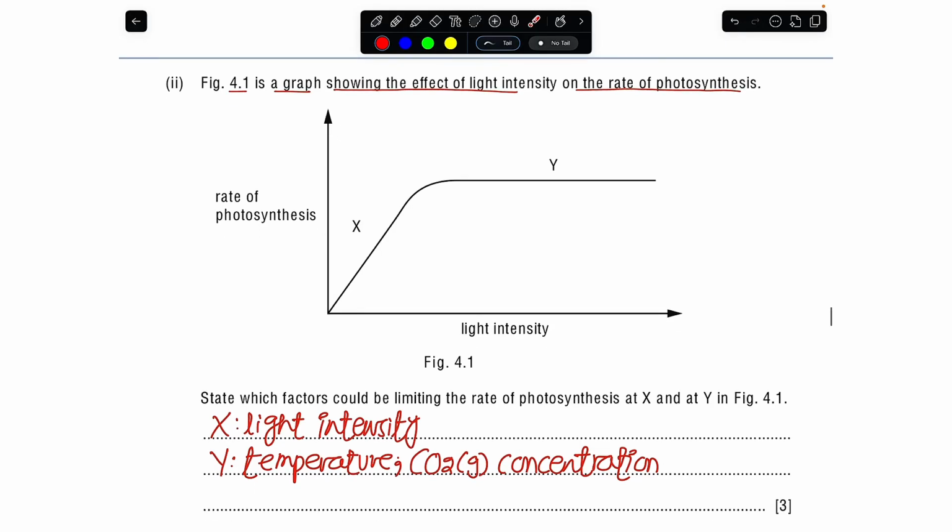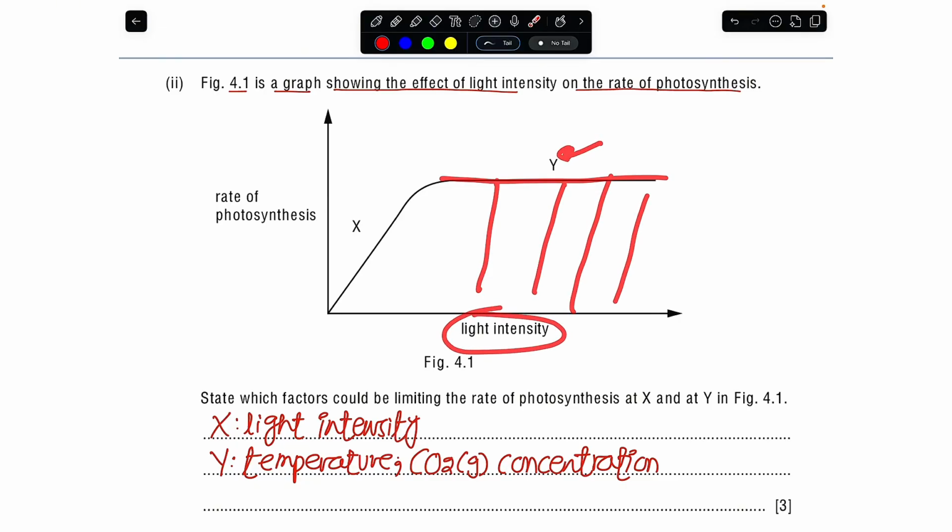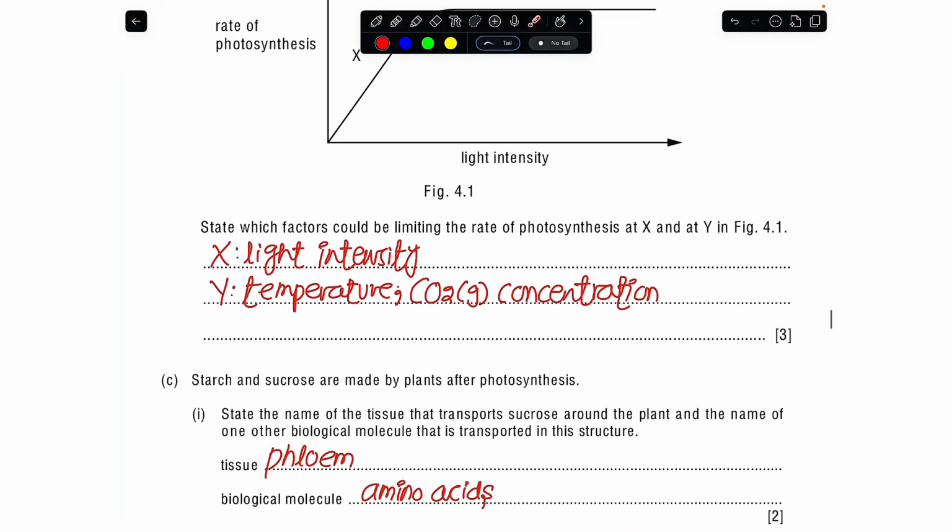So for 3 marks, they are asking us to state which factors could be limiting the rate of photosynthesis at x and y. So here in this part, light intensity is limiting. And in this part of the curve, you see we have a greater value of the light intensity. So at Y, the temperature and the CO2 concentration become limiting.